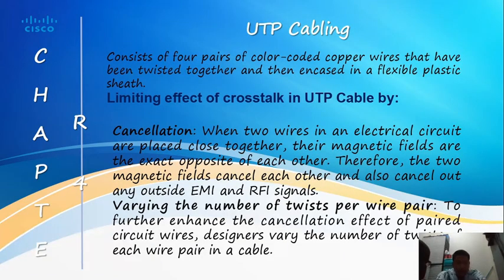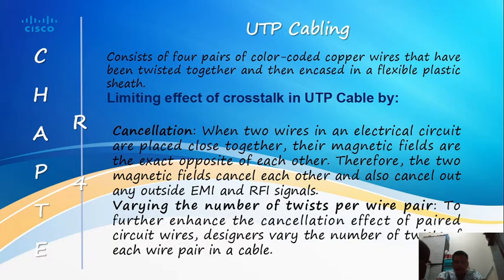UTP cabling consists of pairs of color-coded copper wires that have been twisted together and then encased in a flexible plastic sheath. The effect of crosstalk in UTP cable is limited by cancellation and by varying the number of twists per wire pair.